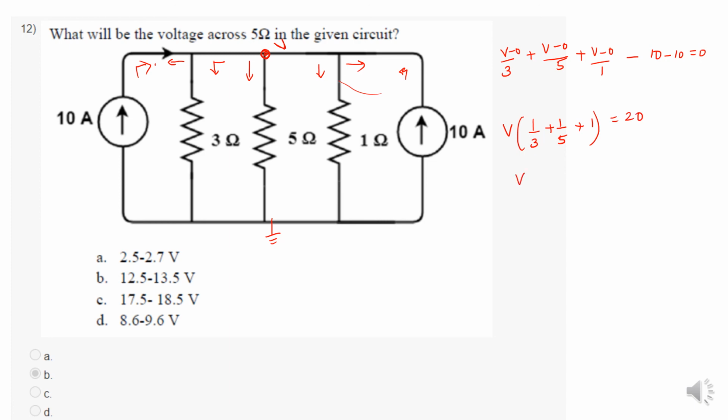So now I have to take the LCM here. So 3 5s are, 5 3s are, 1 15s are, that is equal to 20. So V is equal to 20 into 15 divided by 23. So I have to find out the answer. 20 into 15, that is divided by 23, that is 13.04. 13.04 volt. That is the correct answer. That is option B.